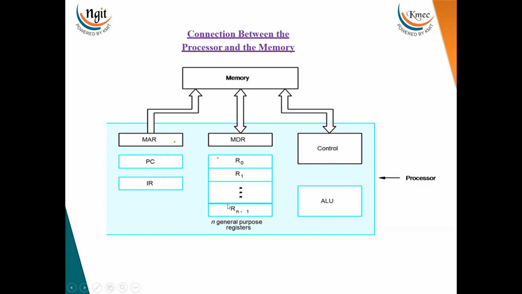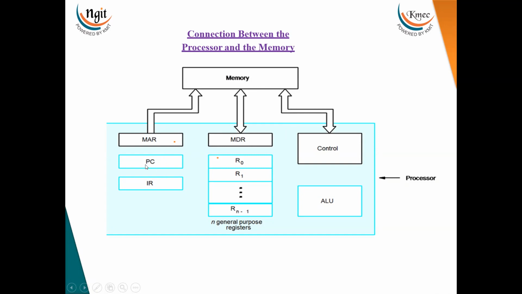Now we try to analyze all those. Already I said that MAR is a memory address register, and MDR is a memory data register. These two are directly communicating with the memory, and the control register is also communicating with the memory. These three are communicating with the memory directly. This is the address bus, this is the data bus, and this is the control bus.